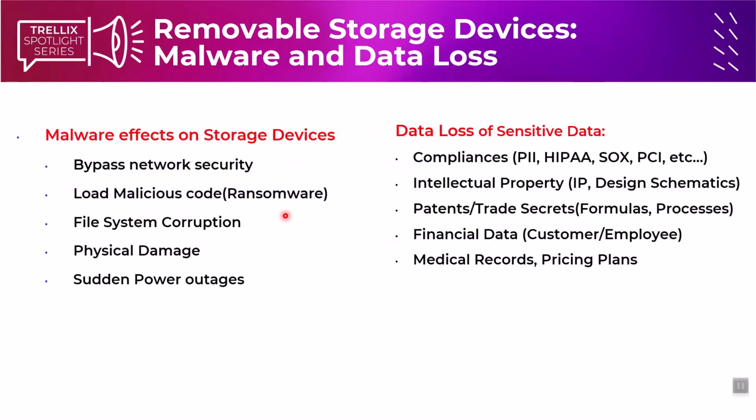So if we look at the effects of malware and data loss contributed through physical devices, malware on storage devices bypasses network security, right? That's a big one right there. They could load scripts, malicious code, ransomware. 70% of the attacks relate to ransomware. Then there's file system corruption. Plugging in a USB can also damage the machine and cause sudden power outages, which causes loss of data, in a different form.